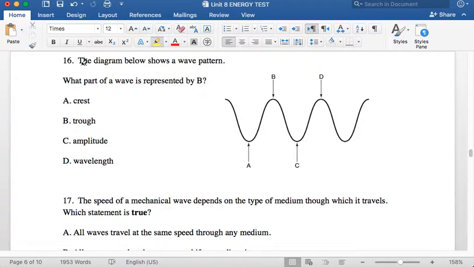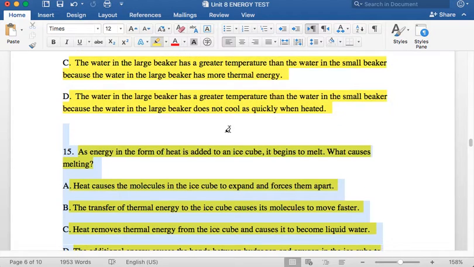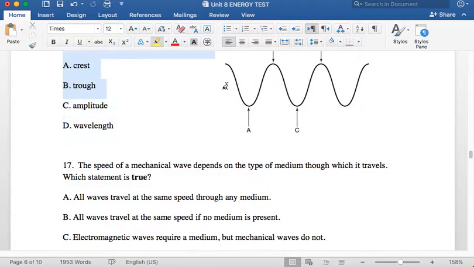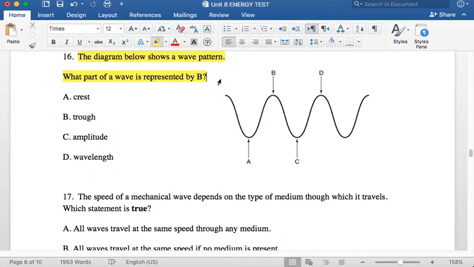Number 16. Again, you have a diagram. Whoops, sorry guys. I keep doing that, huh? The diagram below shows a wave pattern. So here's the diagram with waves. You see A, B, C, D. What part of wave is represented by B? A, crest, B, trough, C, amplitude, or D, wavelength?